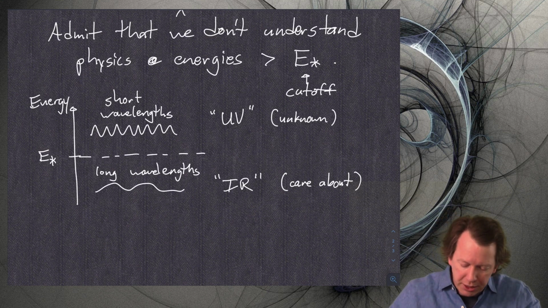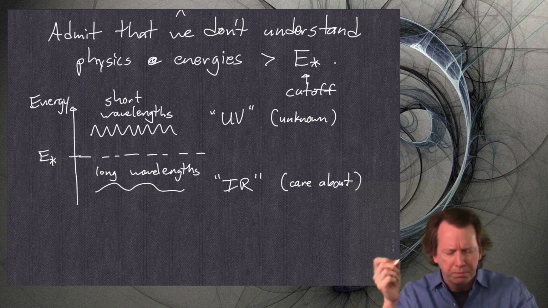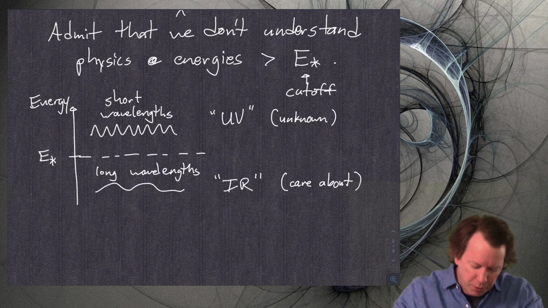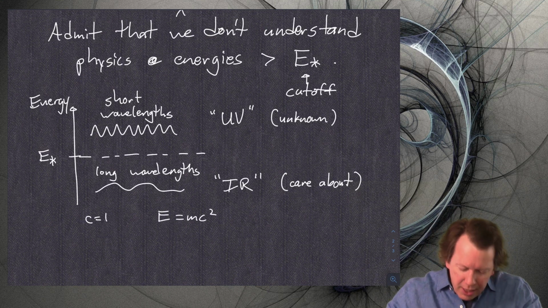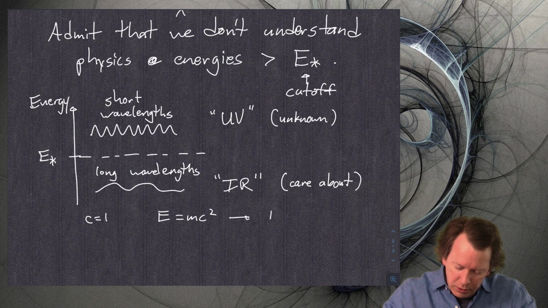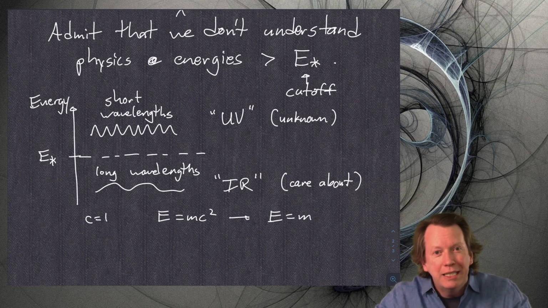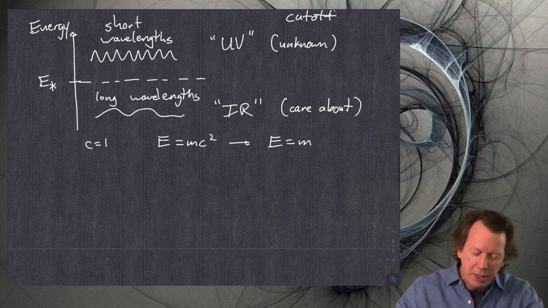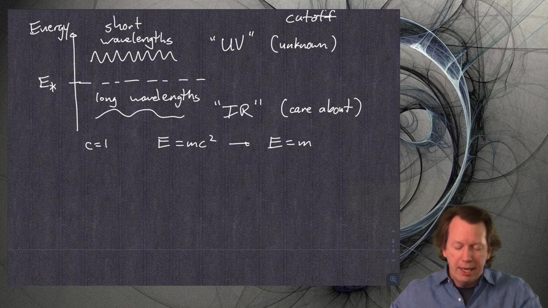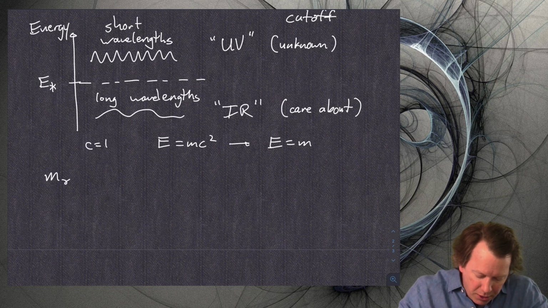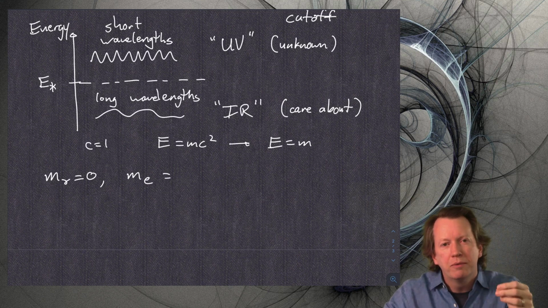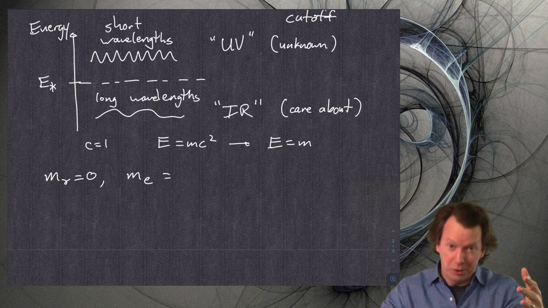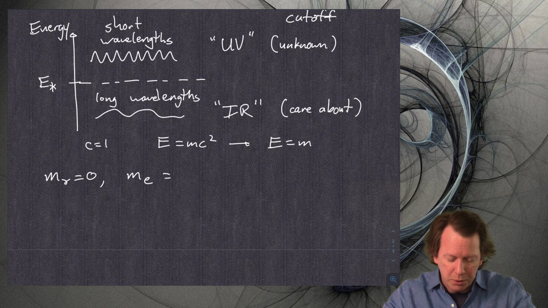Just to give you some numbers here, we always set c equals 1 when we do particle physics. And the rest energy, we know, is E equals mc squared. So if c equals 1, then E equals m, and we often use energy and mass interchangeably. So just to give you an idea of what we mean when we say a cutoff, the mass of the photon is 0. The photon is massless. It is typical in particle physics to describe masses of particles in energy units rather than in mass units, because we always set c equals 1.